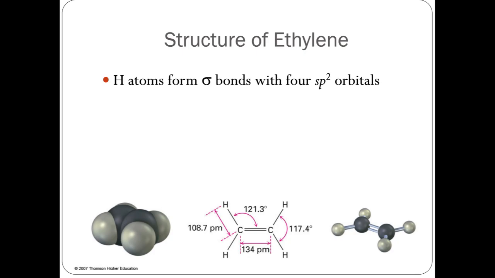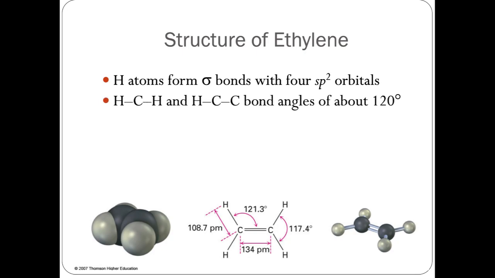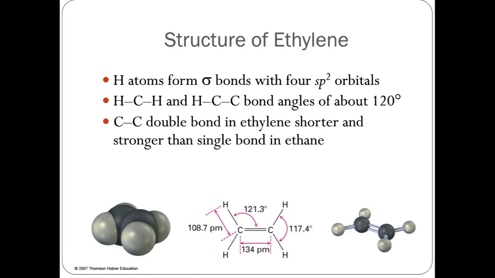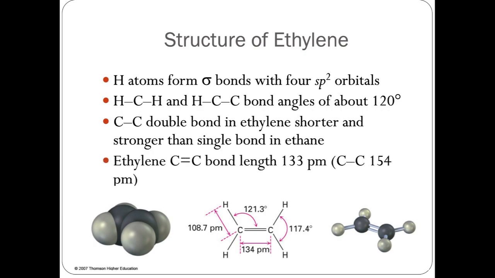H atoms form sigma bonds with four sp2 orbitals. HCH and HCC bond angles are about 120 degrees. The C=C double bond in ethylene is shorter and stronger than the single bond in ethane. Ethylene C=C double bond length is 133 pm, and C-C single bond is 154 pm.